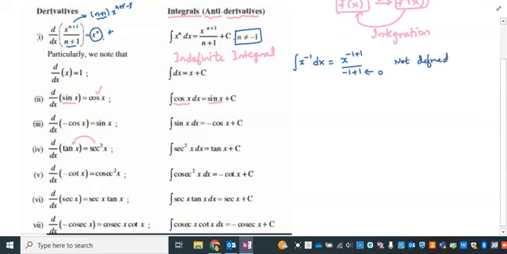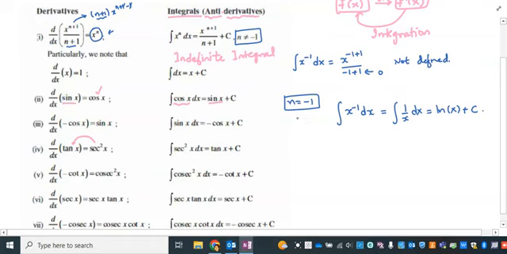So that's the reason we say that this rule is applicable for all values of n except n equal to minus 1. Now what will happen when n is minus 1? When n is minus 1, we have x to the power minus 1. We can rewrite it as 1 over x dx. So this is nothing but natural log of x plus c. So this is another rule when n is equal to minus 1.